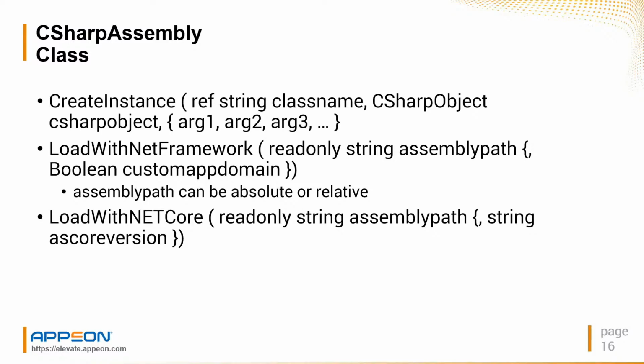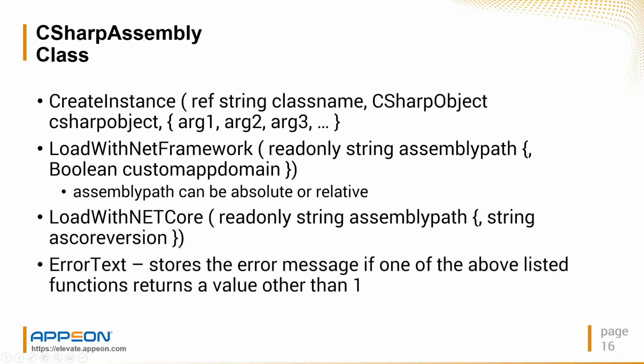Generally, what you would do is take the assembly that you're proxying and deploy it with your application, either in the application directory itself or a subdirectory of the application directory, and then you would use a relative reference to load it. The difference between these two just depends on whether your assembly was written to use .NET Core or the .NET Framework, and you would use the appropriate function then. And then there's an error text property, which, if any of those functions returns anything other than a 1, contains the text of the error message telling you what went wrong.